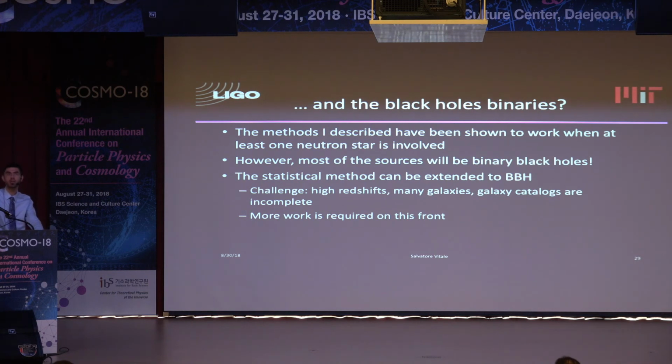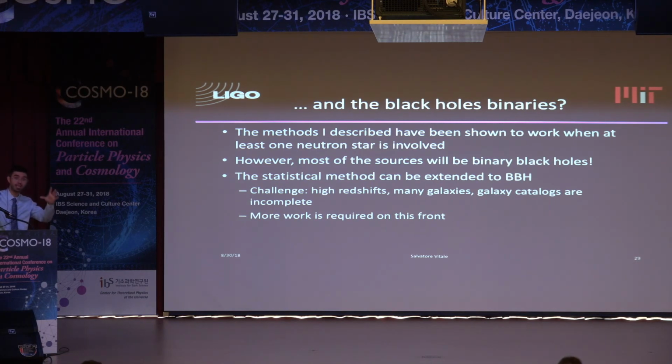neutron star. 1 in the case of a neutron star black hole, or 2 in the case of a binary neutron star. What about binary black hole? It kind of sucks that we cannot do anything with them because they're going to be the most common source that LIGO will detect in the next many years. And as far as we know, they're non-luminous, so we cannot use anything that relies on an EM counterpart.